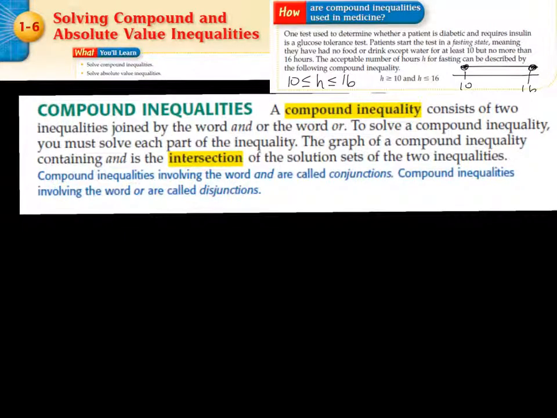A compound inequality consists of two inequalities joined by the word and or the word or. To solve a compound inequality, you must solve each part of the inequality. The graph of a compound inequality containing and is the intersection of the solution sets of the two inequalities. Compound inequalities involving the word and are called conjunctions. Compound inequalities involving the word or are called disjunctions.